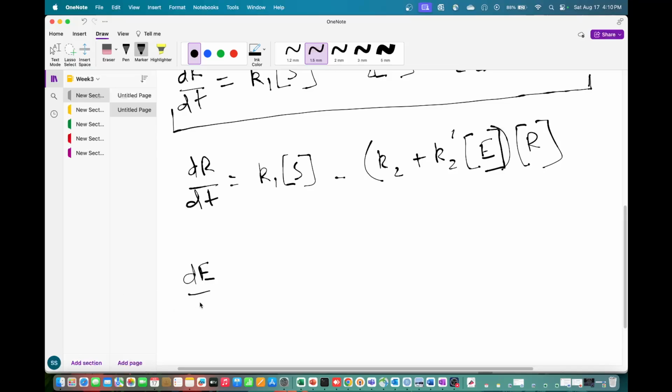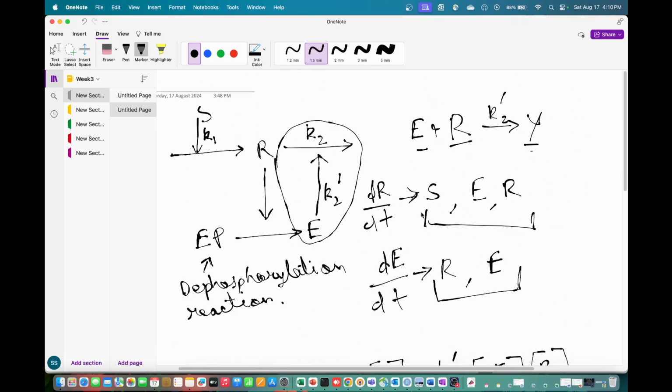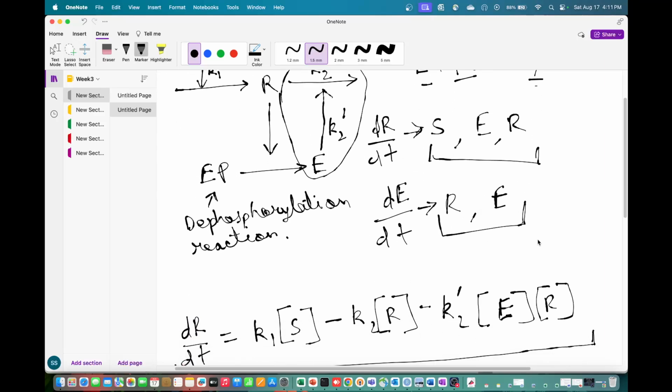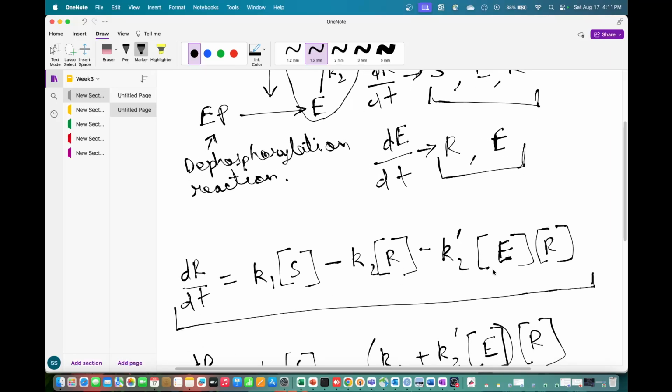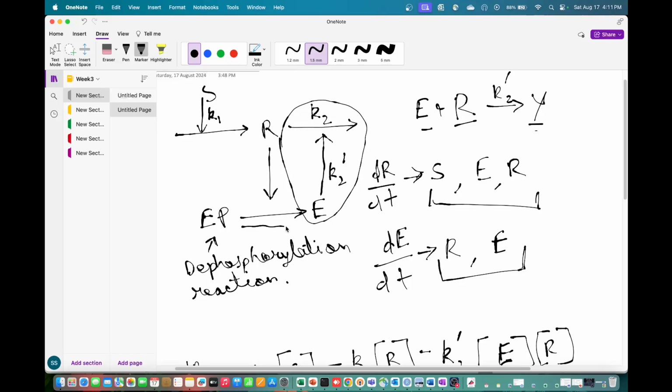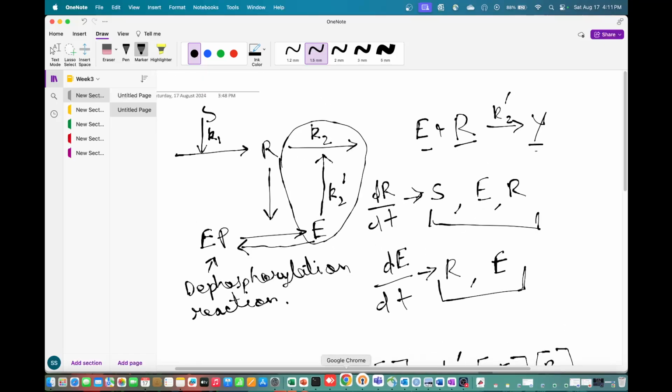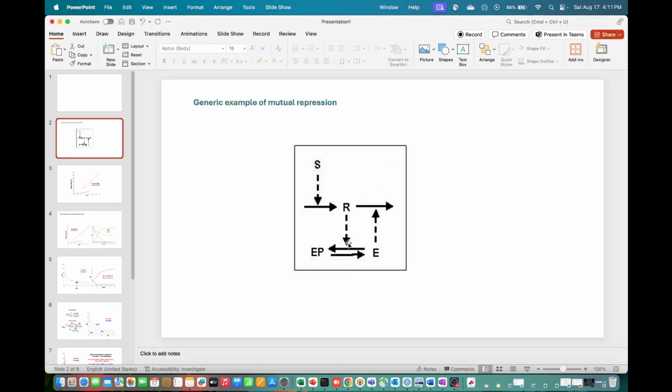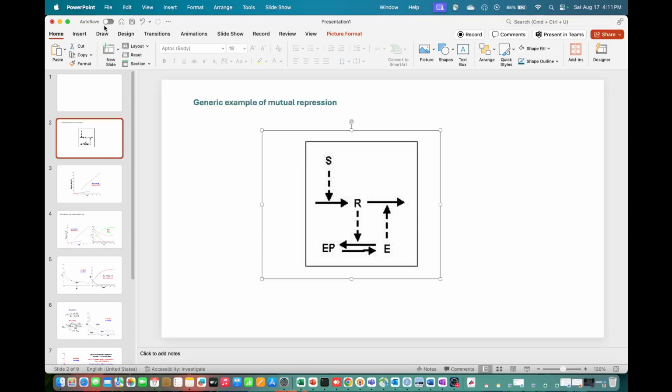So dedt. From here dedt depends on R and E, right? E is getting formed from R with the help of R, and E is also regulating the R compound. So dE dt depends on R and E. Okay, so this is a reversible reaction here. If you look at the network here, let me go back to the network. So this here is a reversible reaction. So this part of the reaction, let me draw here.